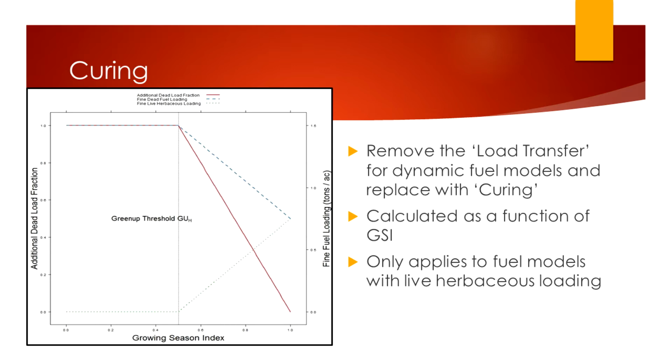So this is just kind of graphically what that means. When you're below the GSI threshold, this line, that's 0.5, everything below here is when you're fully cured, which means you have no live loading, and all of that loading is added to the dead loading until you reach the green up threshold. As GSI increases, you're getting greener and greener. So as it goes up, your live loading goes up, your dead loading comes down, and basically all it does is add this fraction to the dead fraction based on GSI.